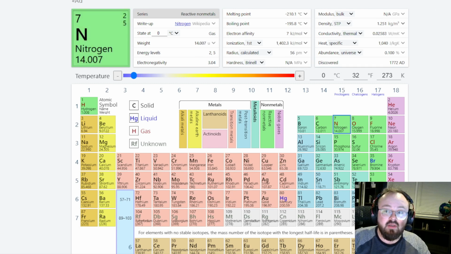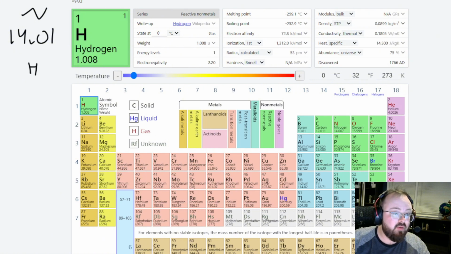So what I'm going to do here, I'm going to write off what our molar masses are of each of them. For nitrogen, we are going to be using 14.01. That's 7 rounds up that 1. Next element was hydrogen. Again, we're going to be doing a little bit of rounding here. Hydrogen is going to be 1.01. Our next element is sulfur.